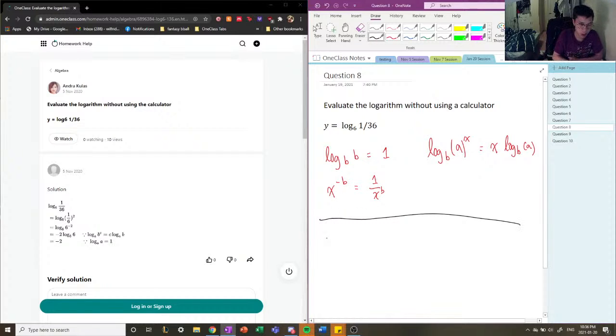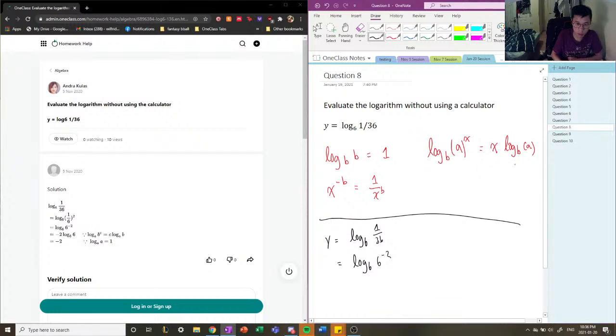So we want to evaluate this logarithm without using a calculator. y is equal to log base 6 of 1/36. The first thing that we're going to do is use this property of exponential functions. We know that 1/36 can also be written as 6 to the power of negative 2, because 1/36 is 1 over 6 to the power of 2, and that is equal to log base 6 of 6 to the power of negative 2.